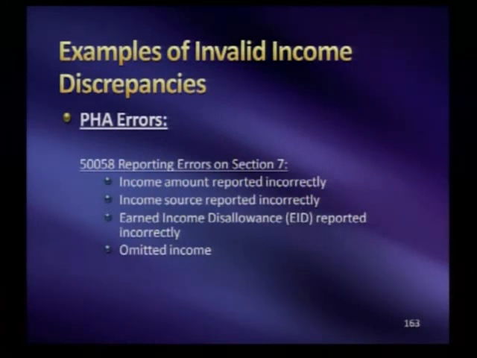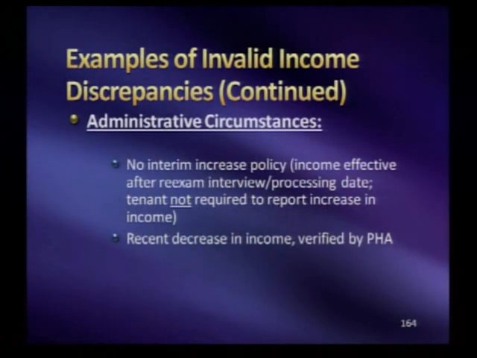Maybe you put 1,000 and it really should have been 10,000. Or perhaps you miscoded wages. You coded wages as general or TANF or something other than wages. Remember, EIV is looking for wages, unemployment, Social Security benefits, okay? Or maybe you just omitted the income altogether. You just forgot to put the whole wage amount on there. And so if there's no wage on there and there's wage in EIV, there will be an income discrepancy.